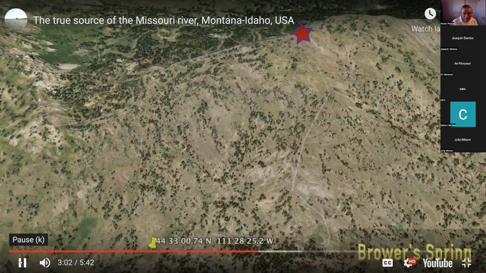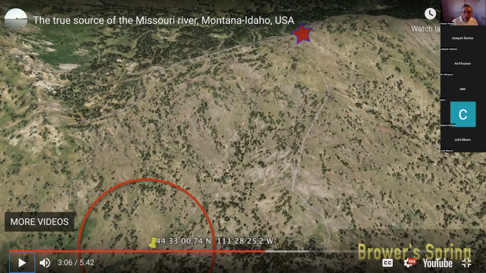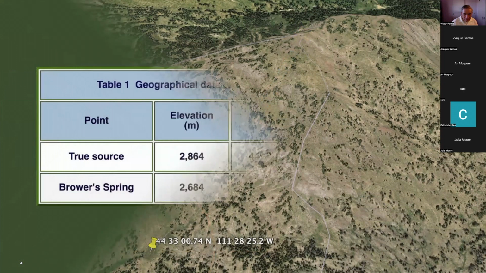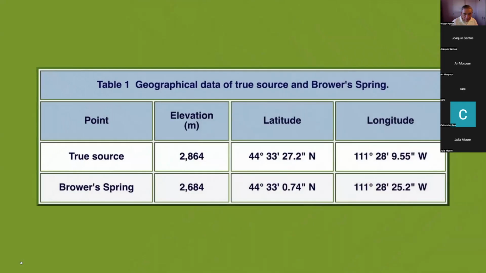By comparison, Brower Spring is at 44 degrees, 33 minutes, 0.24 seconds north, and 111 degrees, 28 minutes, 25.2 seconds west, at an elevation of 2,684 meters, that is 8,806 feet. So there's going to be overland flow in here and infiltration, and that is going to be coming out at Brower Spring over here. This table shows the geographical data for the 2 points.